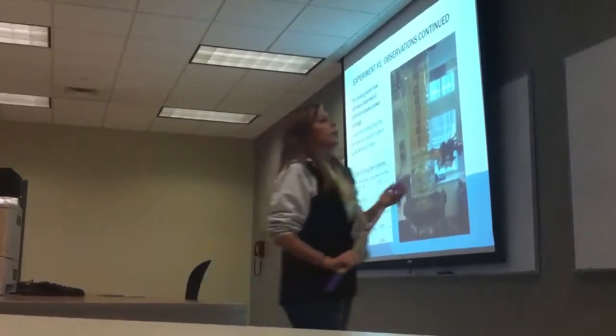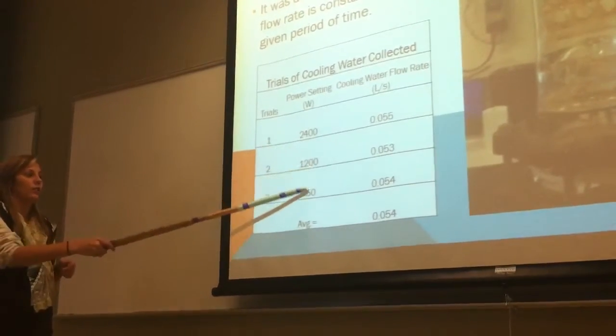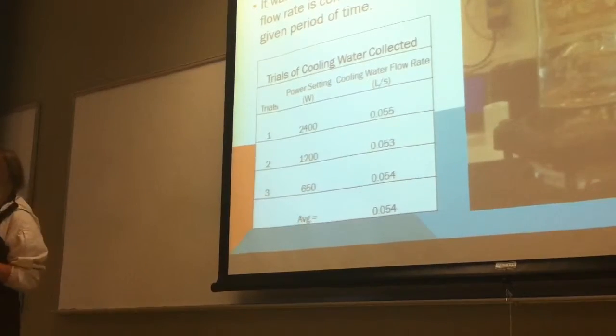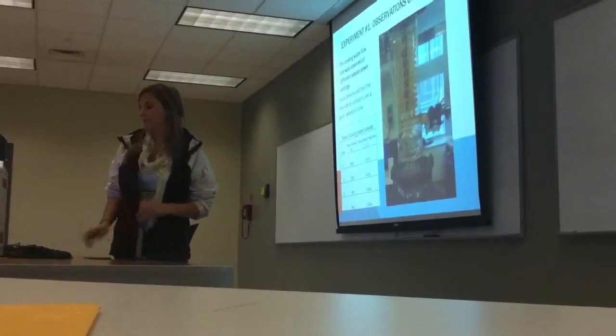So these are some of the other observations that we made. The cooling water flow rate was observed at different reboiler settings. So the 2400, 1200, 650, it's about constant. There's a little variation, and that's probably operator error where we're taking the bucket, filling it up, taking the time.